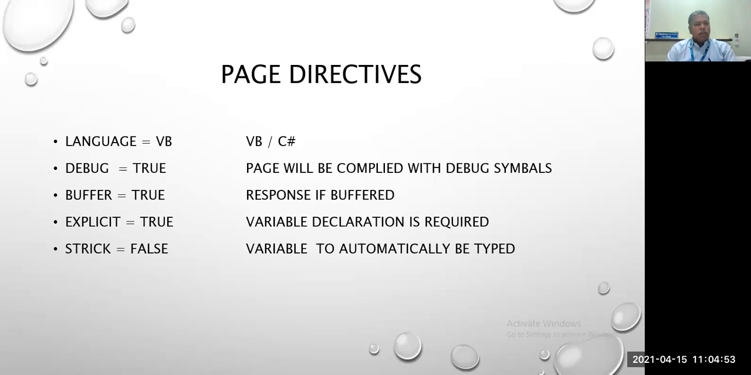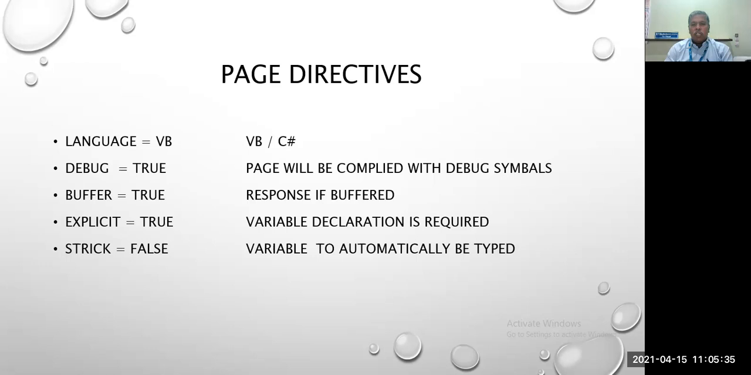So we are giving language equal to VB. Then we give debug equal to true. This is another parameter: debug equal to true means the page will be compiled with a debug symbol. When we are preparing a program page, the first time we have to put debug equal to true. When we have completed our work and are going to upload it to the website, we can make it debug equal to false. We will get the errors easily.